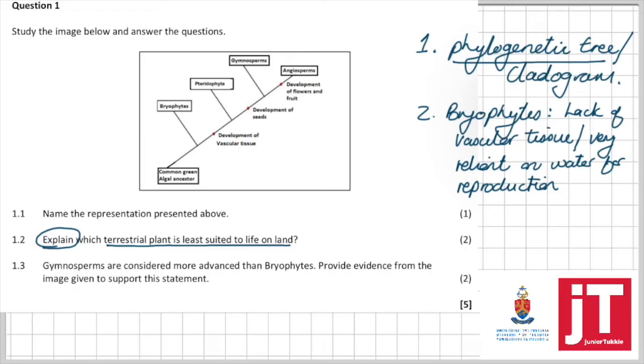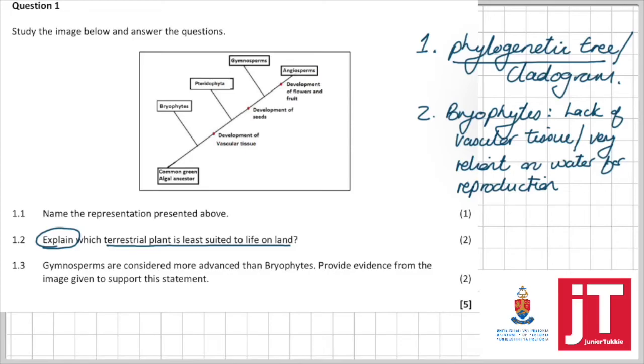And where do we see that? Well, we can see that in the image itself there. It says the development of vascular tissue. That would mean that Bryophytes lack the vascular tissue, which makes them least suited for life on land.